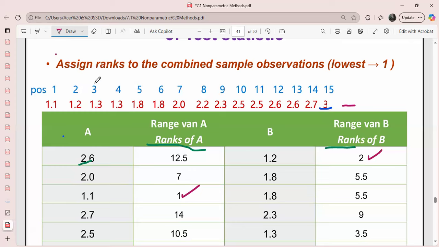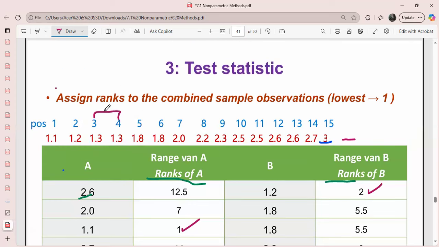Now look at this. On position number 3 and 4, we have 1.3, 1.3. What do we do if we have this? Do this. It's going to be 3 plus 4. How many values are repeated? 2. Divide them by 2. What if here on position number 5, we had 1.3 again? We're going to divide by 3 because we repeated 3 values.